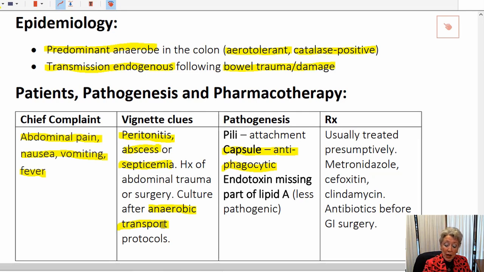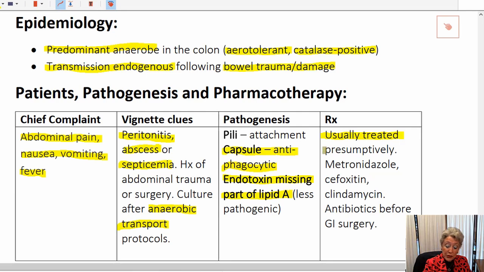The endotoxin of Bacteroides is less toxic than the endotoxin of the other gram-negatives because it's missing a portion of lipid A. So that's one of several reasons why your normal flora actually protect you from more harmful presentations due to the fact that they're competing with organisms that would have a normal endotoxin.